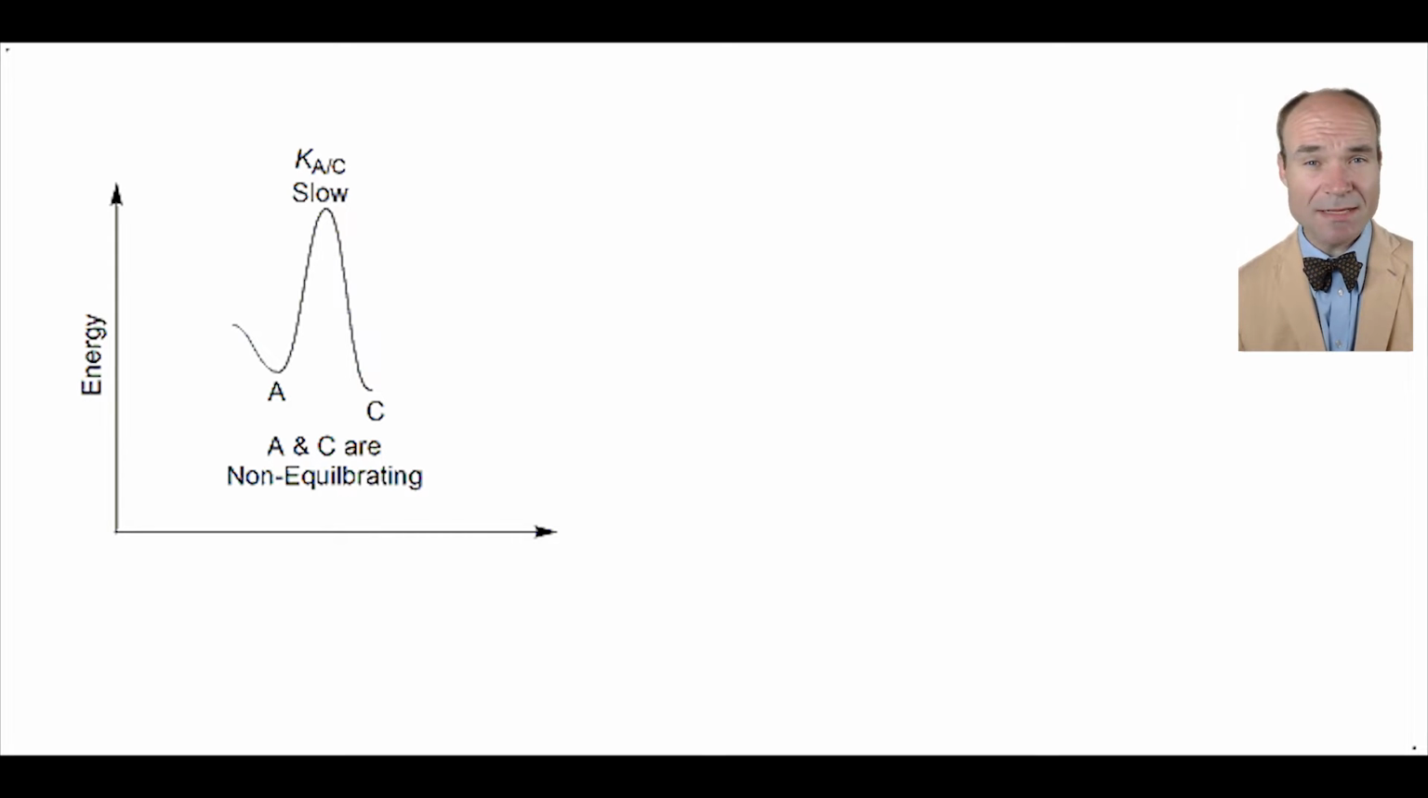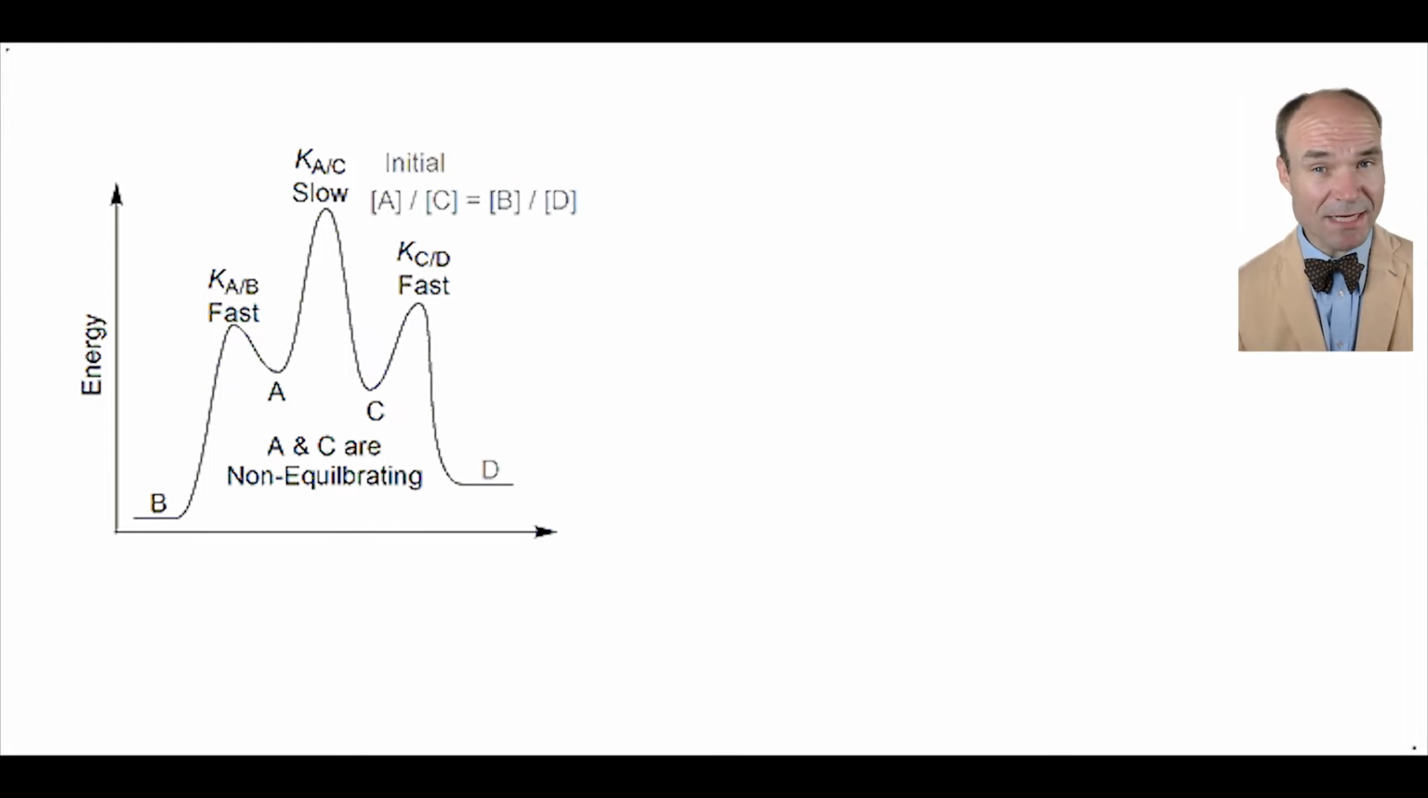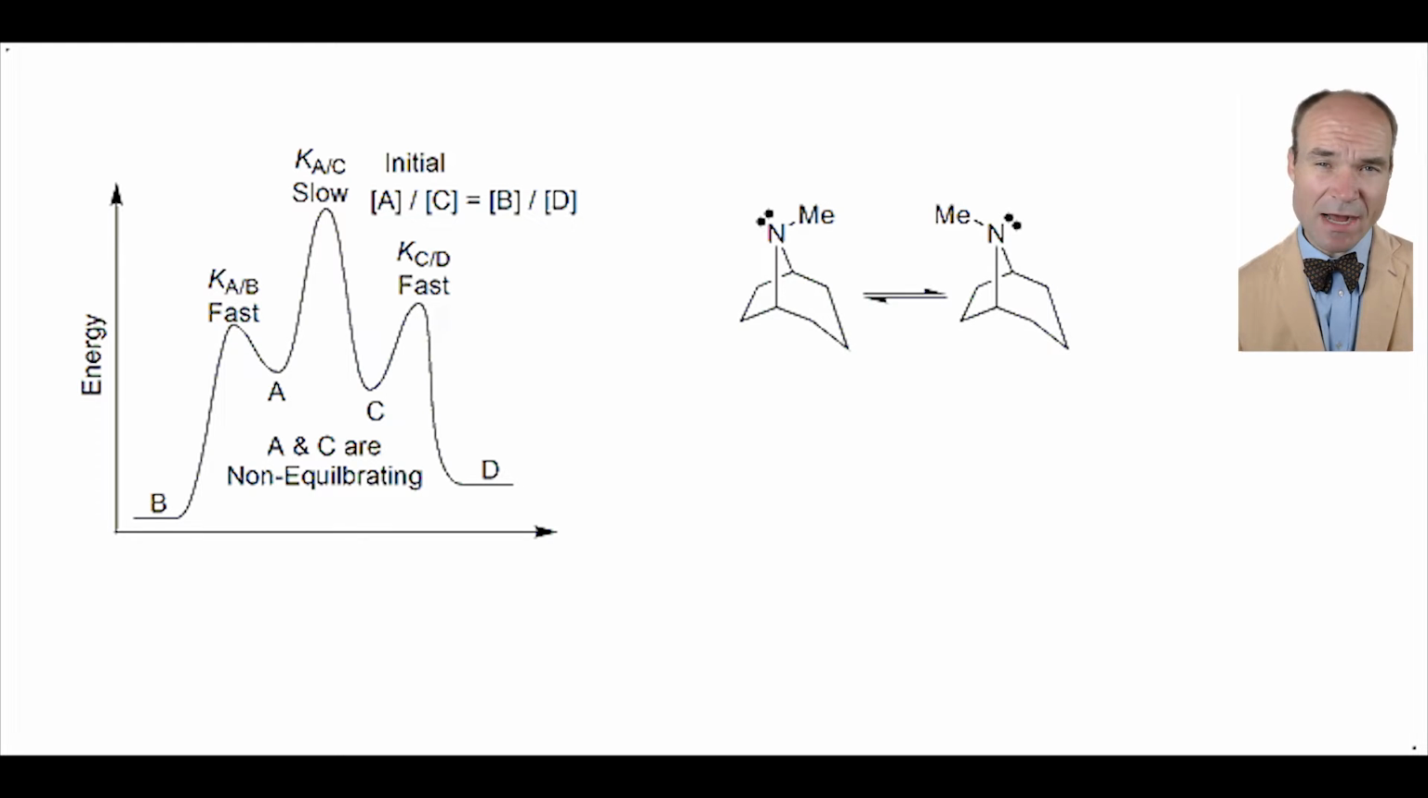A goes through a transition state, and this lower activation energy means that A is more rapidly transformed into B. C also more rapidly goes through a transition state to become D. The key aspect of this generic reaction profile fits the reaction of these two stereoisomers of tropane.